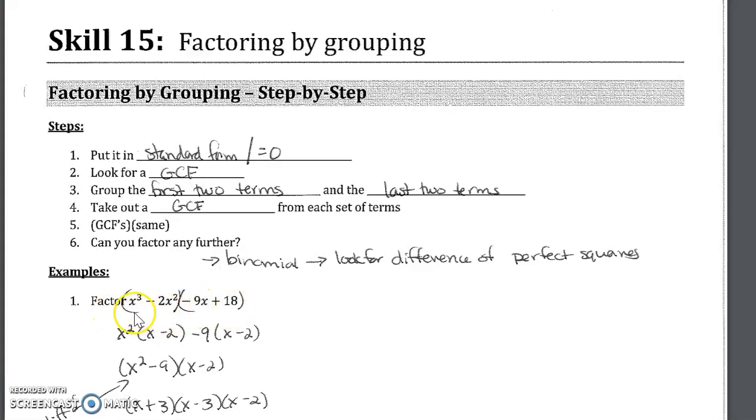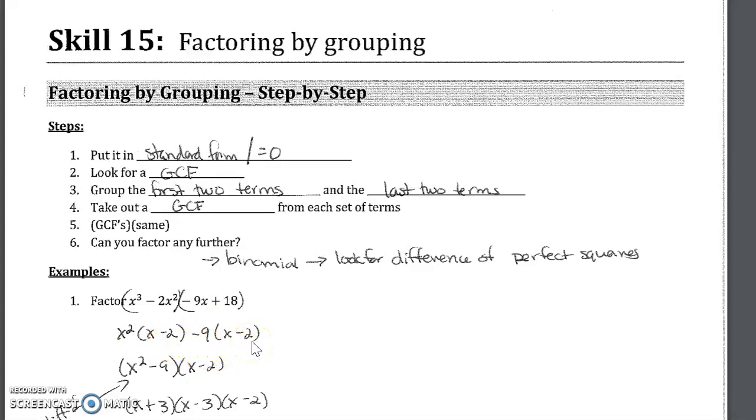What is your GCF between x cubed minus 2x squared? You take out an x squared, and you're left with x minus 2. Second set of parentheses, your GCF should be a negative 9 because you never want your first term to be negative. And so you should be taking out a negative 9, and you are left with x minus 2. In this set of parentheses are your GCFs. Your first GCF was x squared. Your second GCF was negative 9. What is the same? Notice this is x minus 2, and this is also x minus 2.